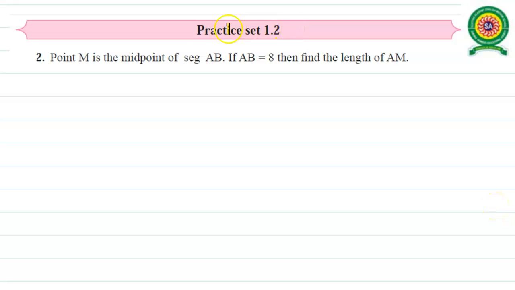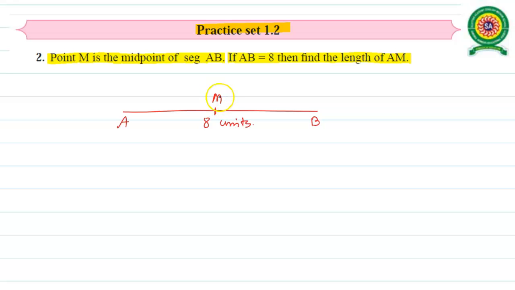Now look at question number 2 from practice set 1.2. Point M is the midpoint of segment AB. If AB equals 8, then find the length of AM. Now let us draw segment AB, whose length is given as 8 units. M is the midpoint of segment AB, so let's plot the midpoint M. Since M is the midpoint, point M divides segment AB into two equal parts. That means the length of AM equals the length of MB.